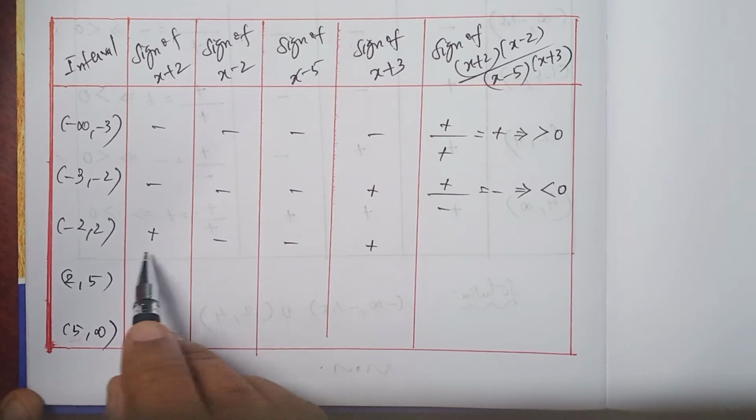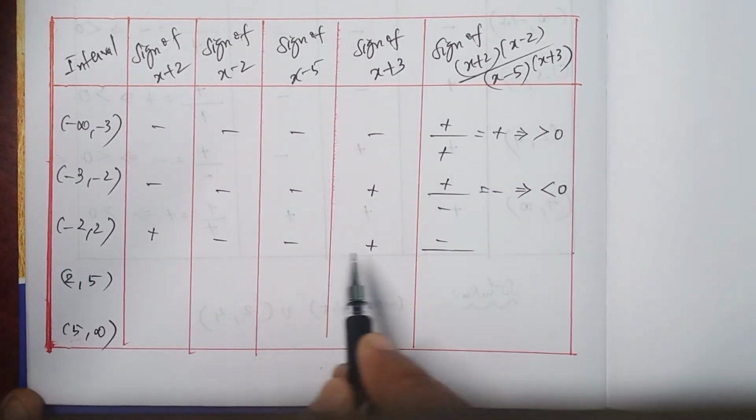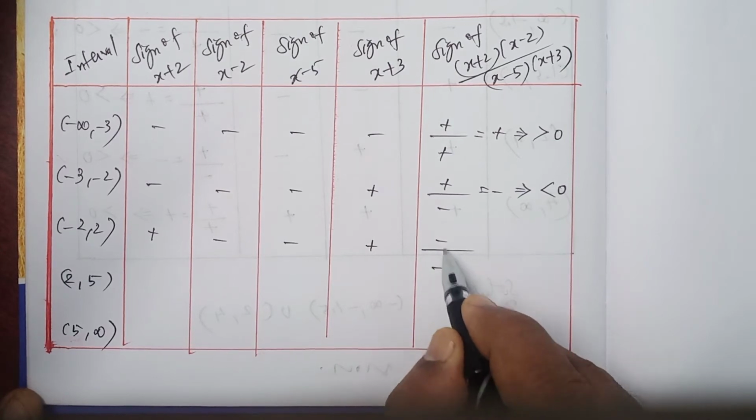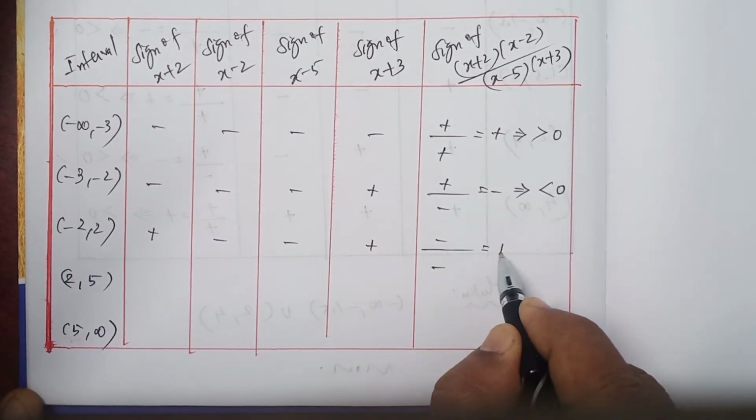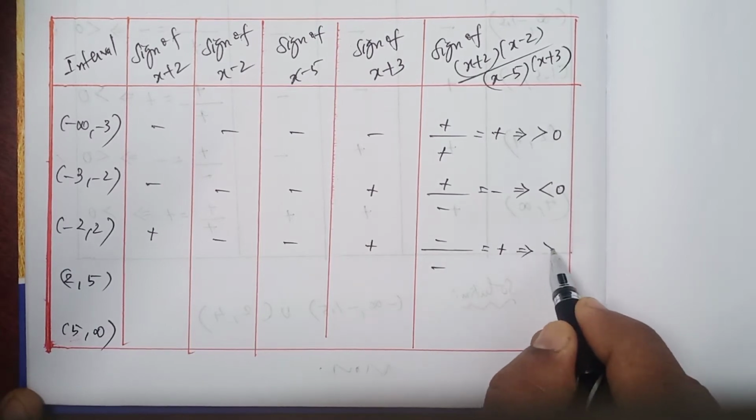Multiply these two: plus into minus is minus; and multiply these two: minus into plus is minus. Minus divided by minus is equal to plus. The minuses get cancelled, so it is plus, which implies greater than 0.